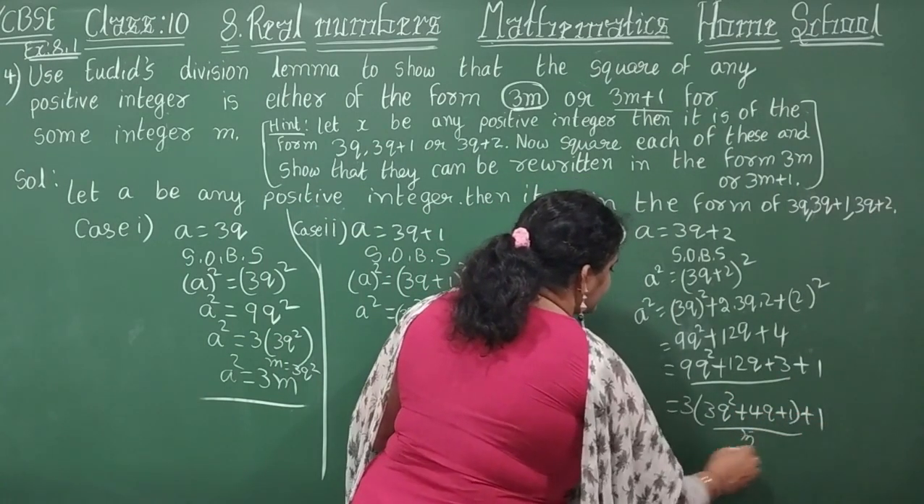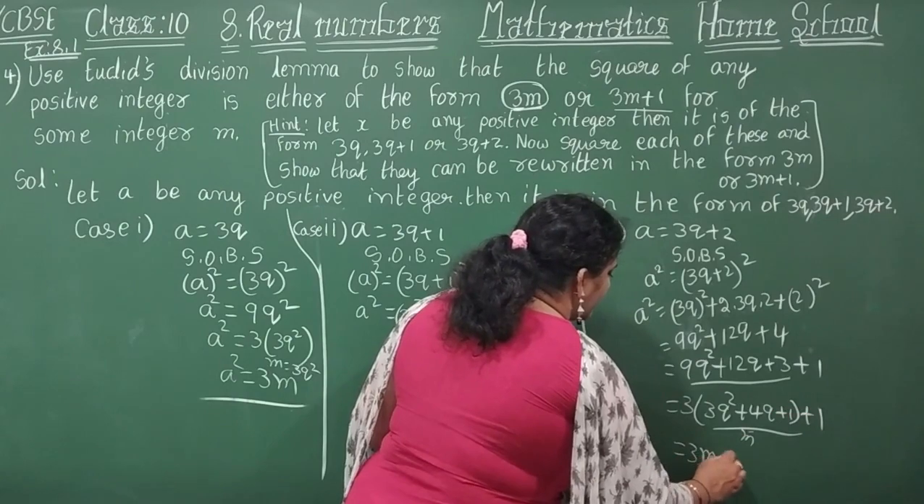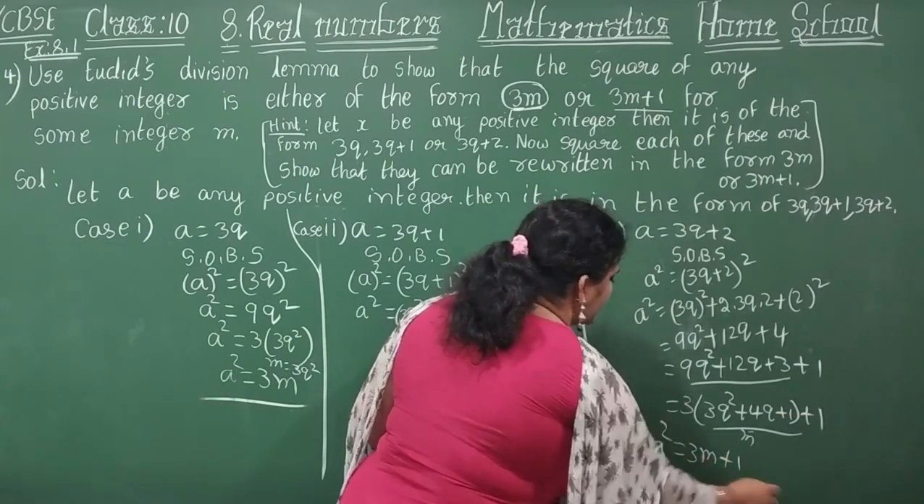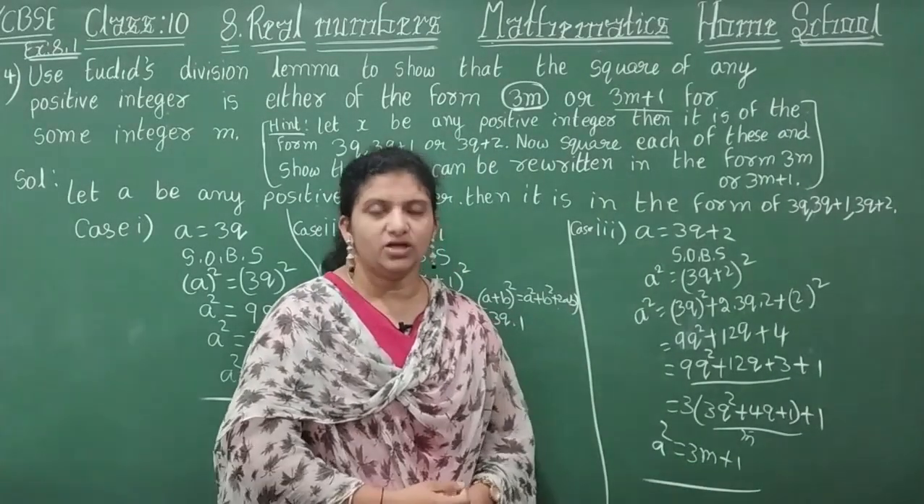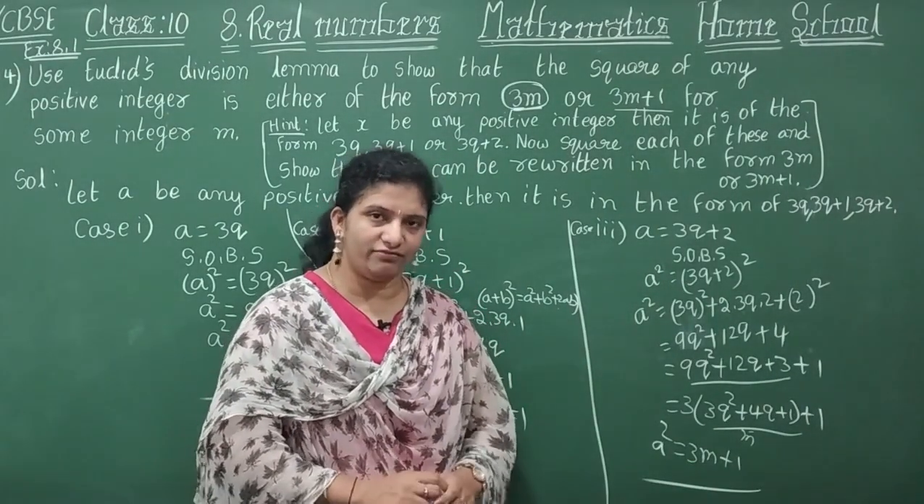Assume that this as m. That means 3m plus 1. A square is equal to 3m plus 1 is your answer. So here, observe here carefully, children.